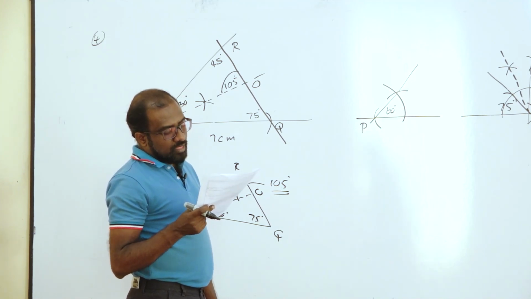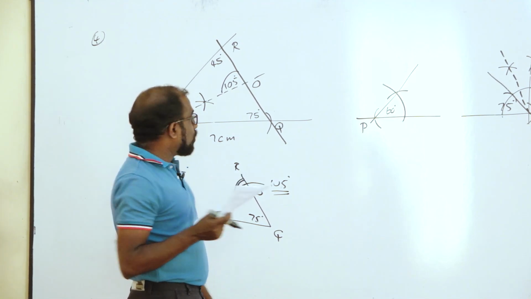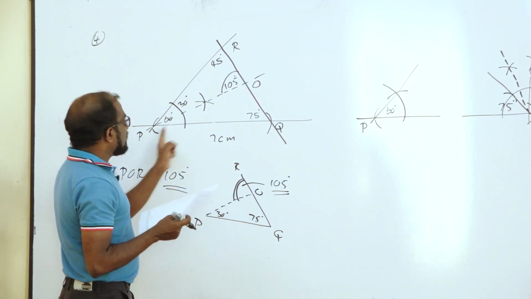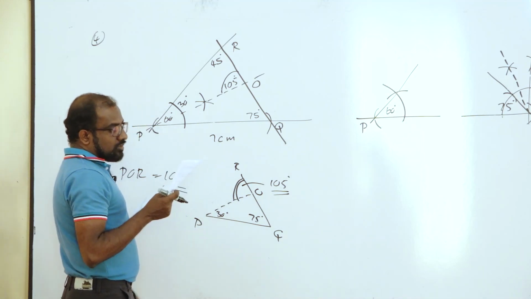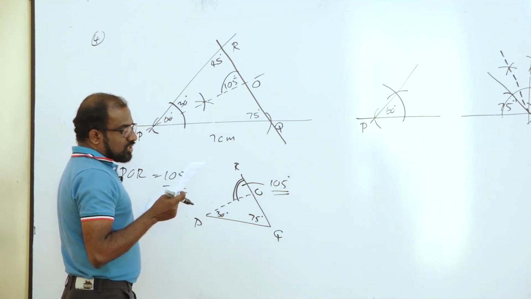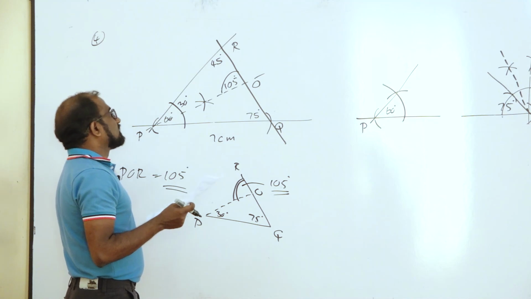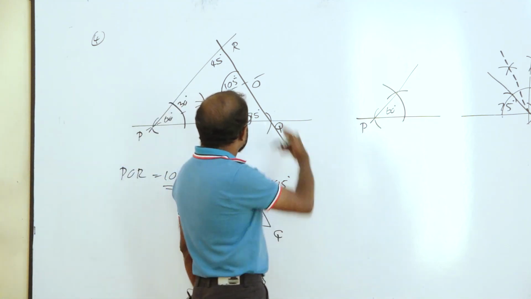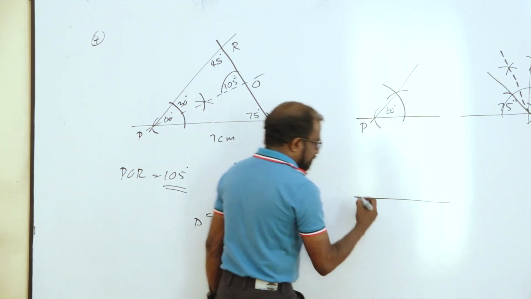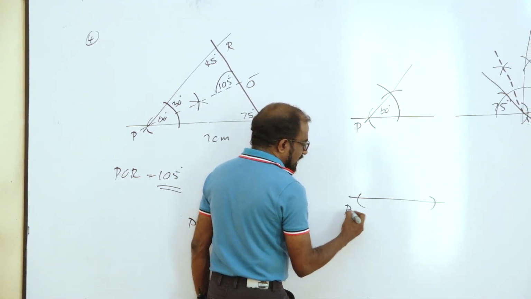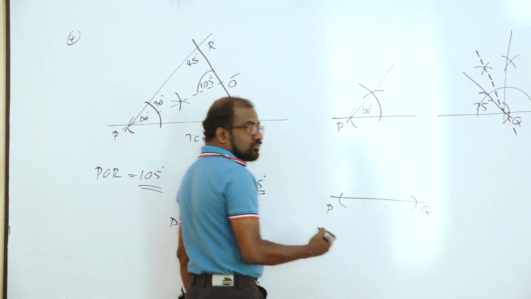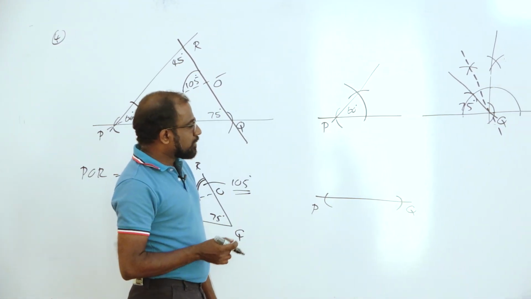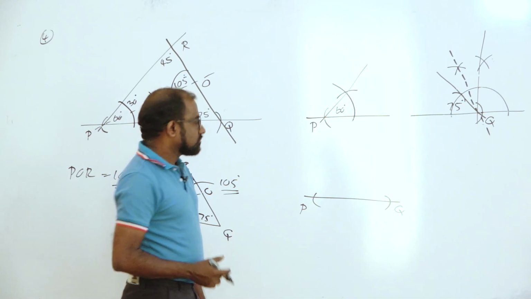Okay, last part. Draw the perpendicular bisector of PQ, and name the point of intersection as S. The perpendicular bisector of PQ, right? Show it separately, it is not clear here. How do you construct the perpendicular bisector of a straight line?